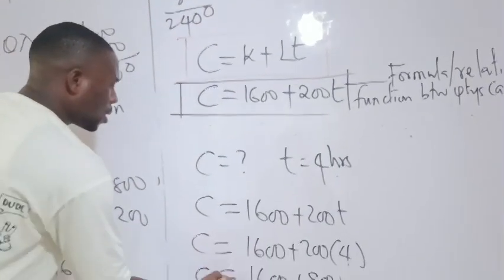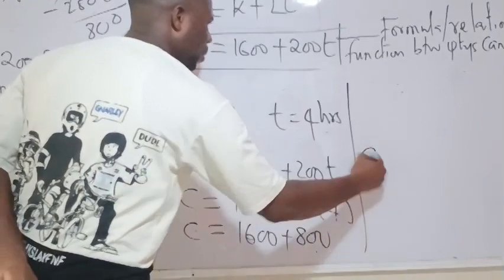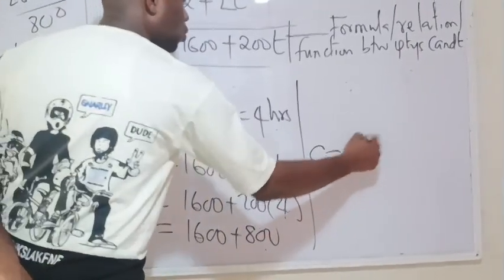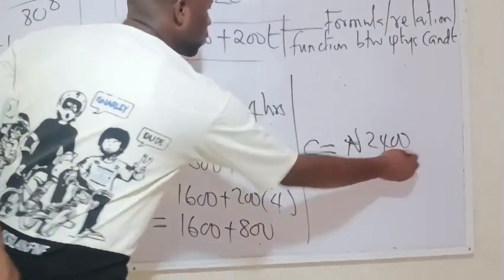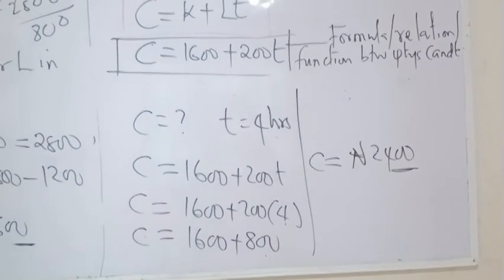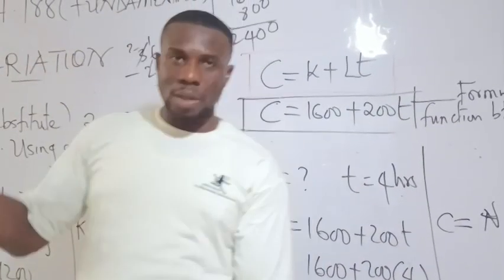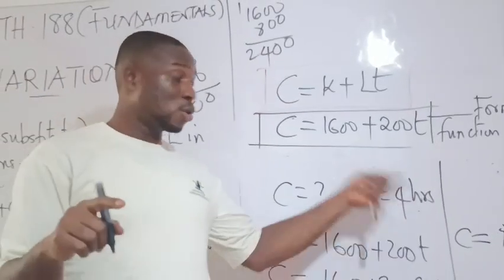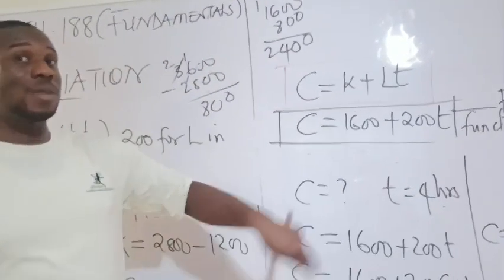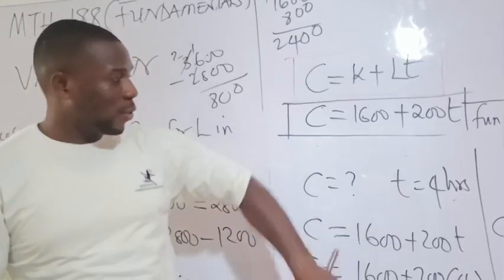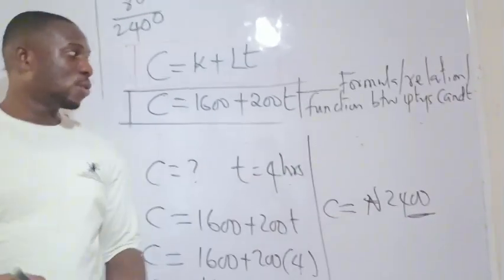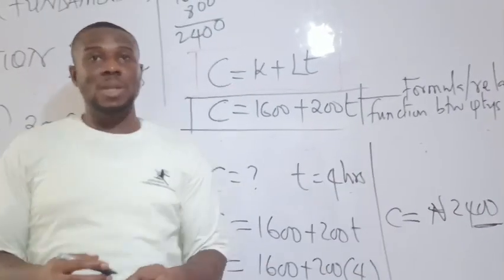So the cost of sewing in 4 hours would amount to 2,400 naira. Since the cost for sewing for 6 hours was 2,800, and the cost for sewing for 10 hours was given to be 3,600, the cost for sewing for 4 hours would be given as 2,400.